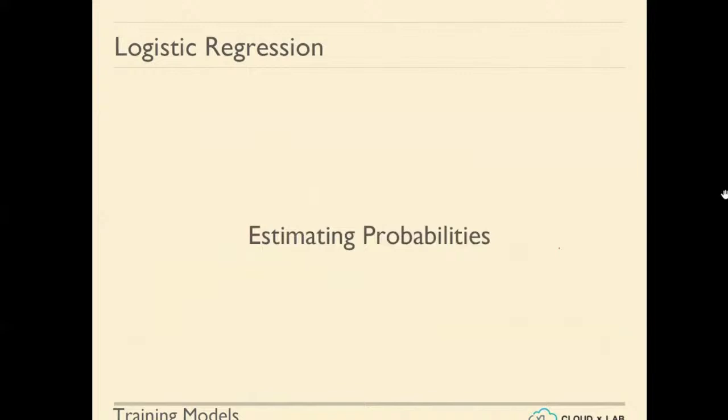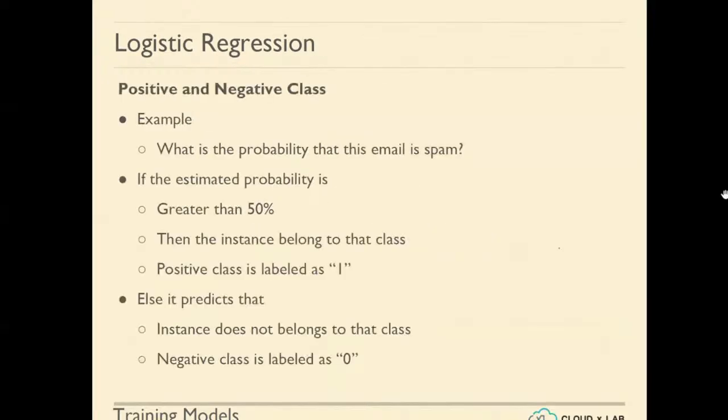Now let's discuss how we can estimate probabilities, because logistic regression is a probabilistic classifier. It always returns a probability, and we know probability always ranges from 0 to 1. If the probability is more than 0.5, it means the positive class, else the negative class.